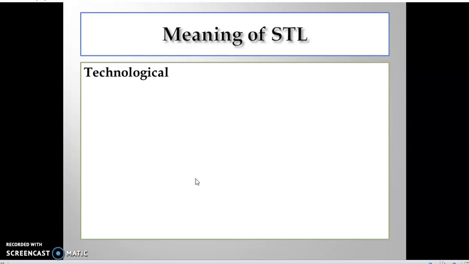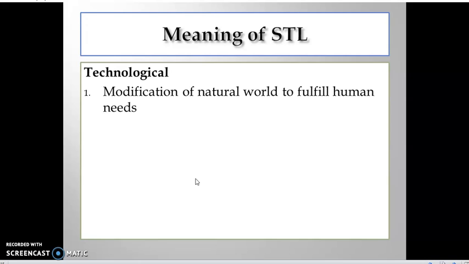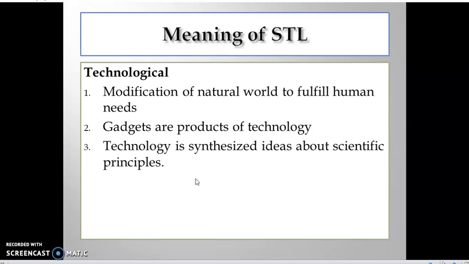Now, let us have a look at the technological aspect associated with the term. It is nothing but the modification of the natural world to fulfill human needs. So technology has something to do with modification of the natural world, of which gadgets are products. There are various gadgets that have helped us improve our life and the way we work. And gadgets, or technology, are nothing but a modification of how we used to live.